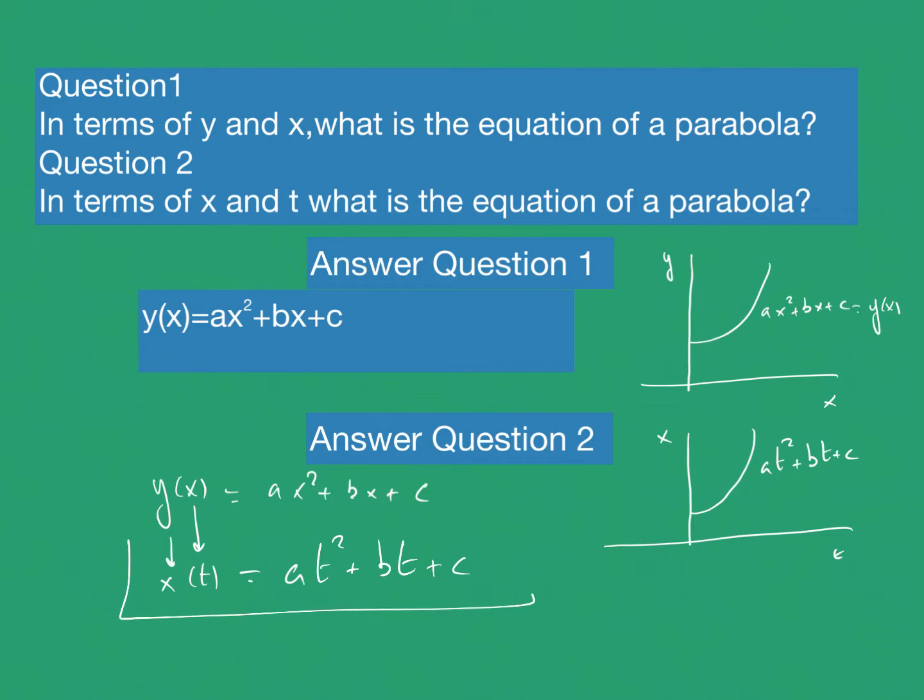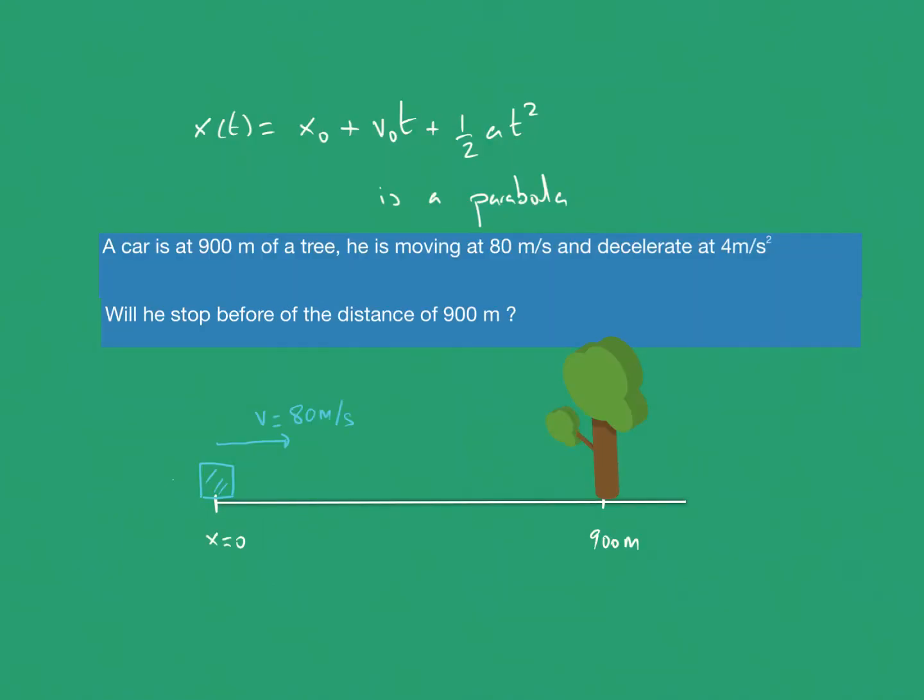So this equation represents a parabola in terms of position and time, no doubt. Okay, so what we have here is a parabola. So the motion with constant acceleration produces a graph in position versus time that is a parabola.